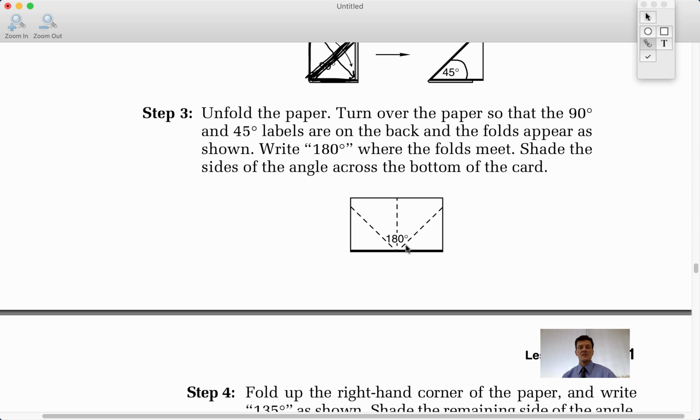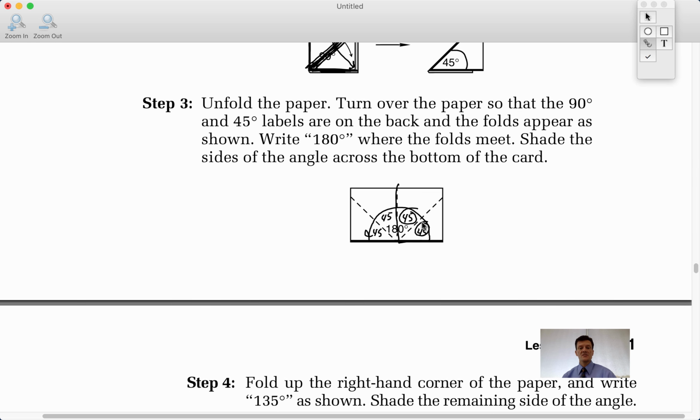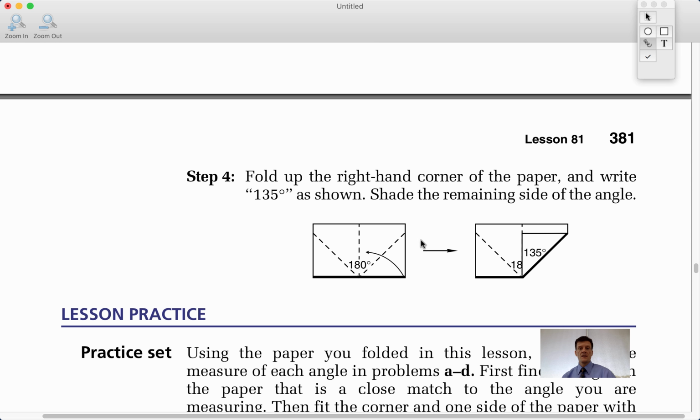And you can see that this 180-degree angle is now divided into 45s. 45, 45, 45, and 45, because it takes 4 45s to give you 180. It'll take 2 45s to give you 90. So you can kind of see some of the relationships that are there, okay?